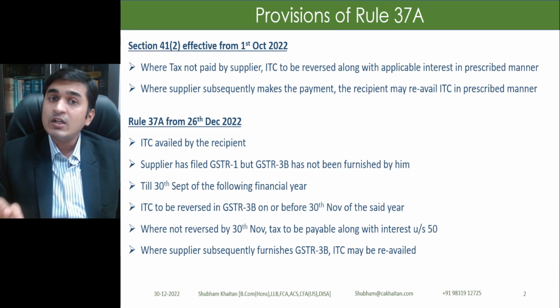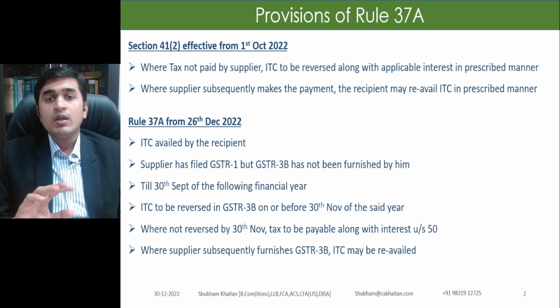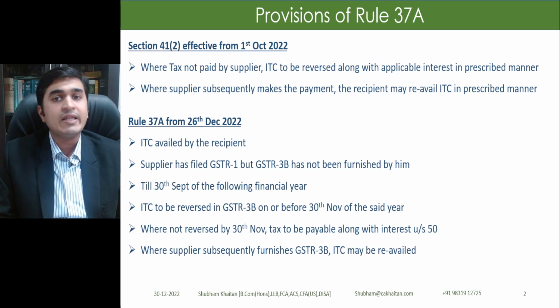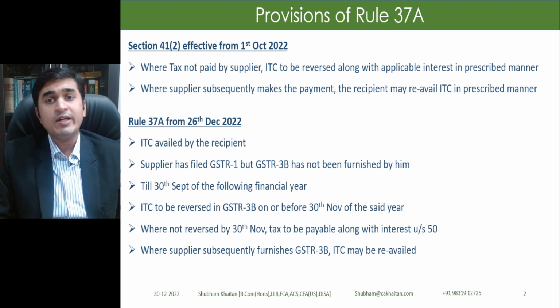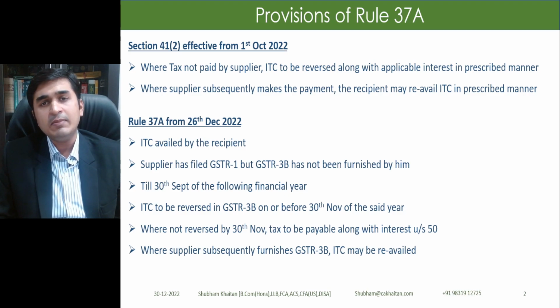Mind you, if the reversal is not made within this date, within 30th November 23, then only the interest is applicable. So this is something which is very nice, that interest is not applicable at an ad hoc 18%. Interest is only applicable if the recipient fails to make the reversal of ITC by 30th November 23. If he makes the reversal by this date, in that case there is no requirement of interest, even if he did not have sufficient electronic credit ledger balance. Now where the supplier subsequently furnishes his GSTR 3B, ITC can thereafter be re-availed.